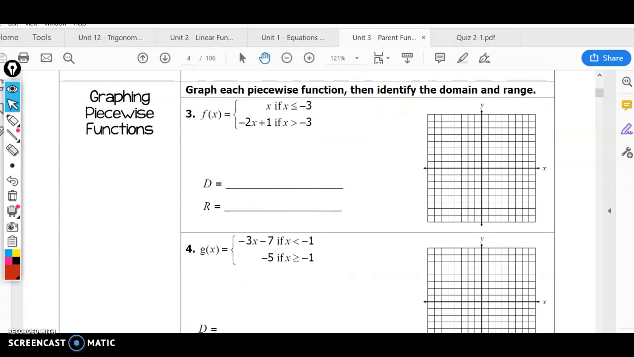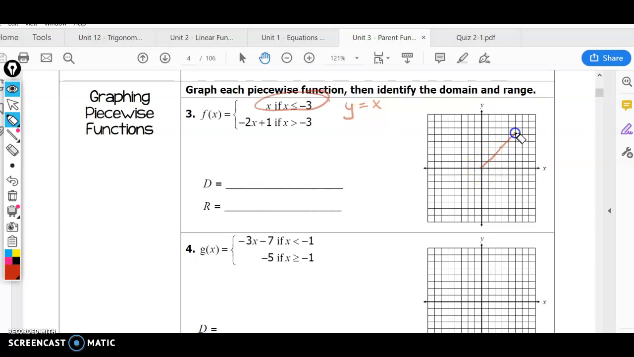Okay, number 3, we're going to graph each piece first, and then we're going to find the domain and range. I'm going to do this one in red here. You want to graph f of x equaling x. So I'm just going to write it as y equals x, same thing, if x is less than or equal to -3. The way you do this is you just graph the normal function.